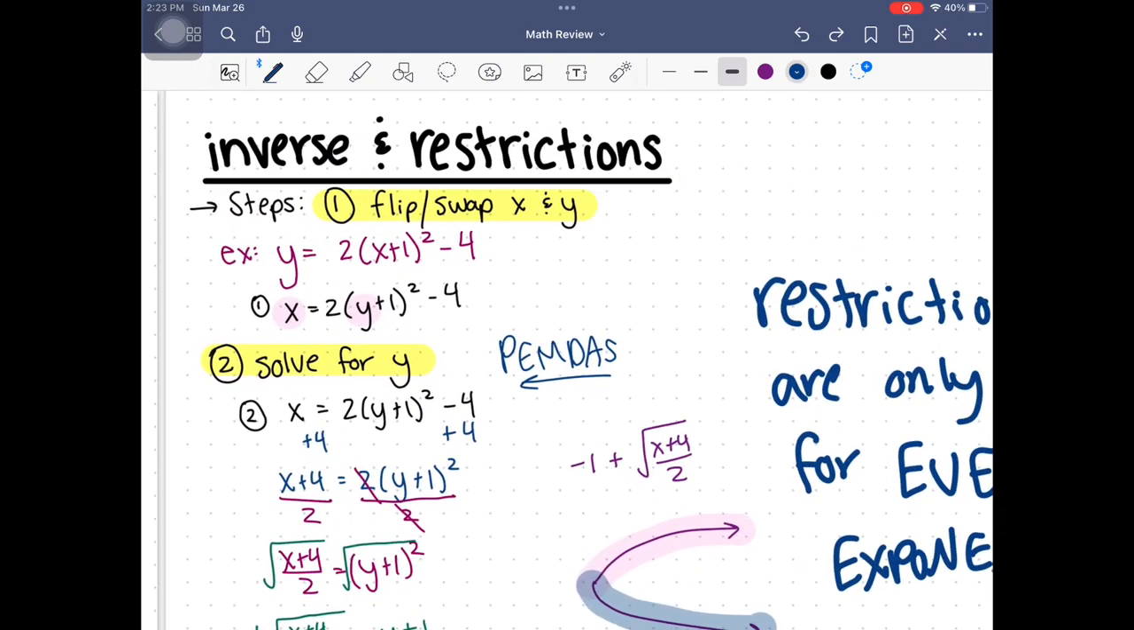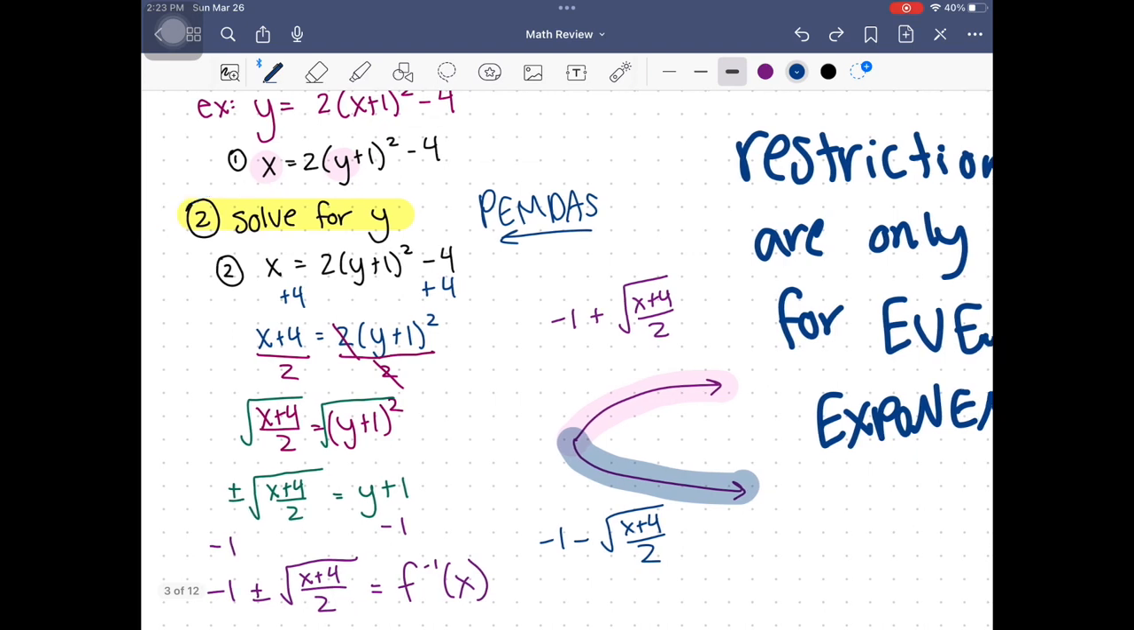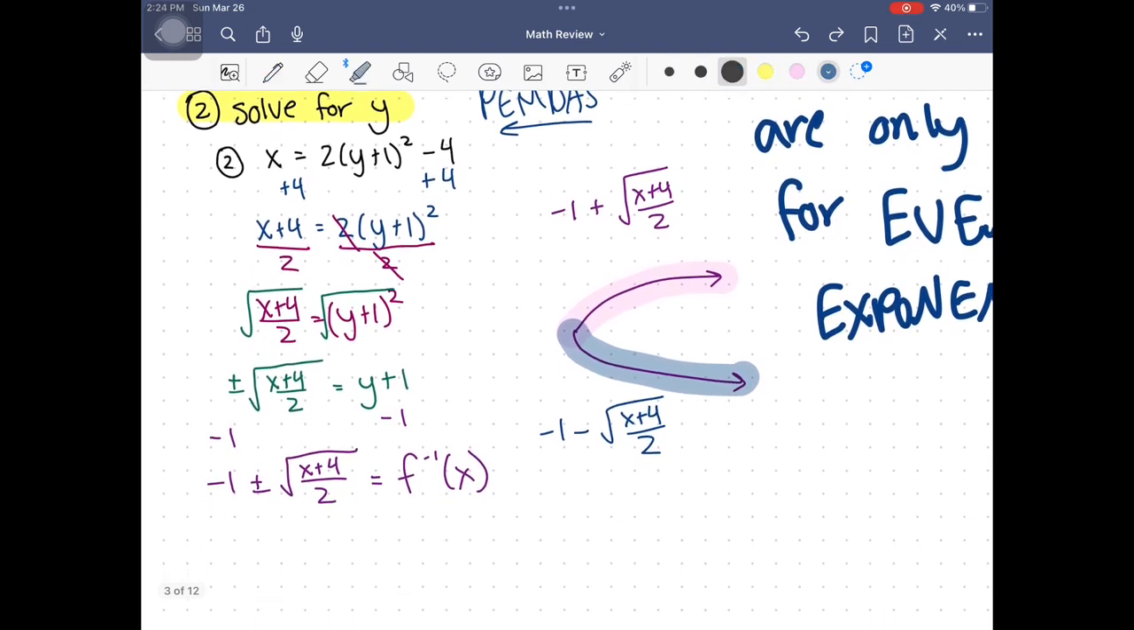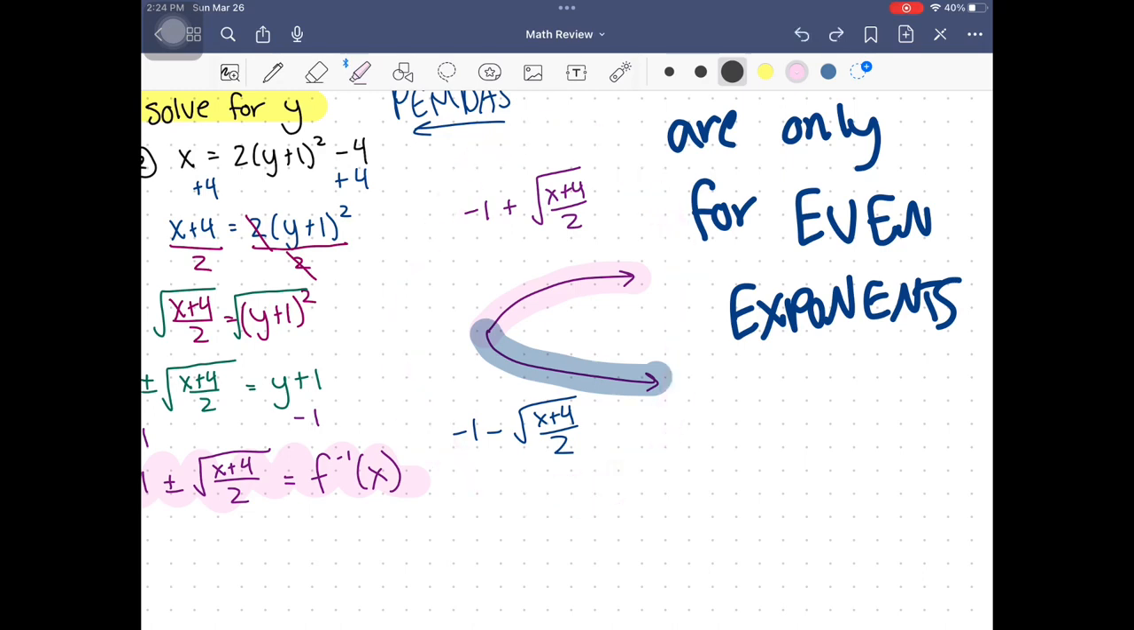But for inverse, make sure you follow these steps. Flip x and y, and then just solve for y. And make sure that you write it like this as your answer. You need to have your inverse right here, okay? And if it's restricted, it would be this stuff right here, okay?